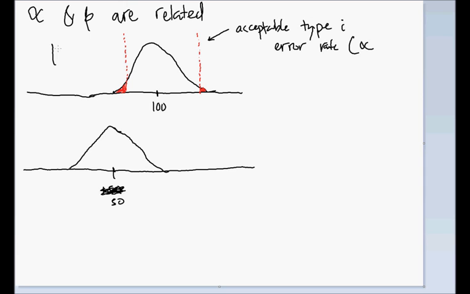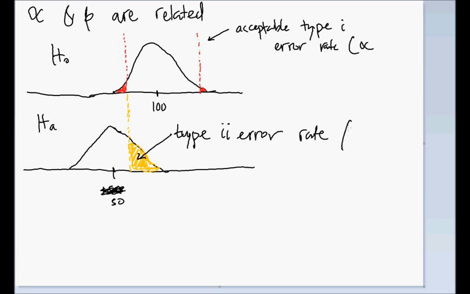So let's say this is what your alternative hypothesis looks like. Beta is related to alpha because setting your alpha rate also determines your false positive rate. So here you have your type 2 error rate. And if you look at the other side of the distribution, now you have power.